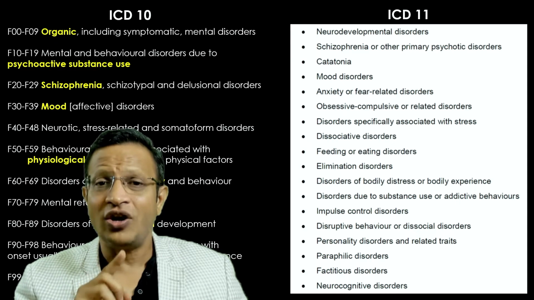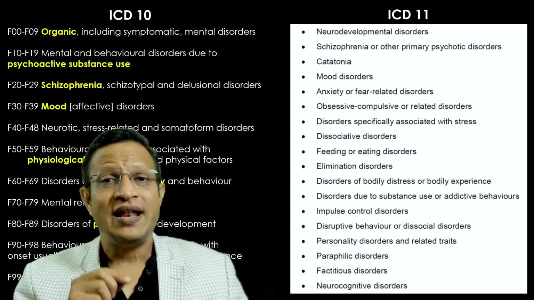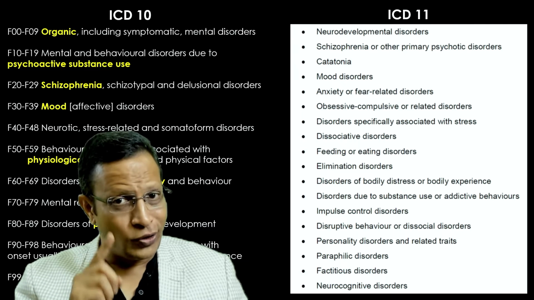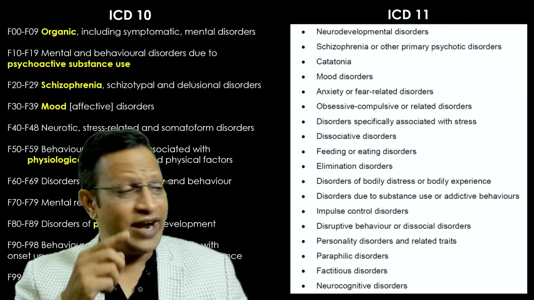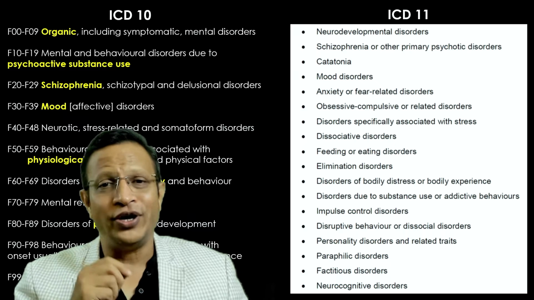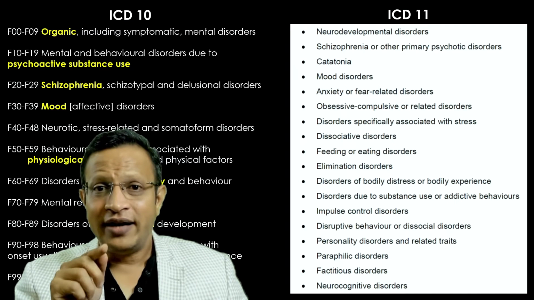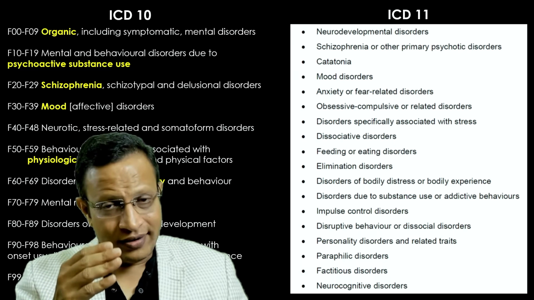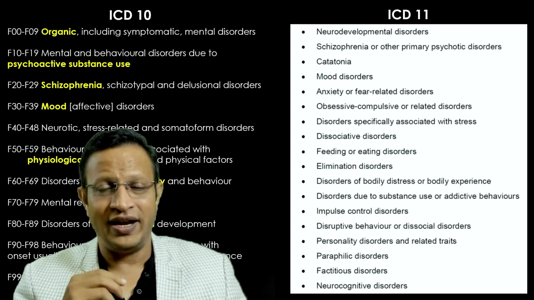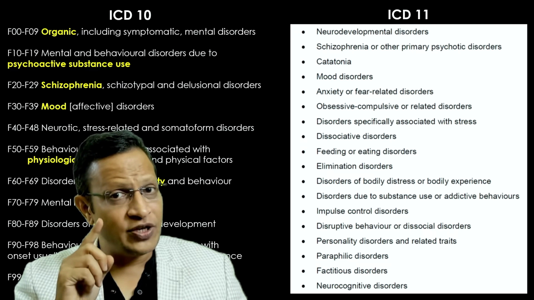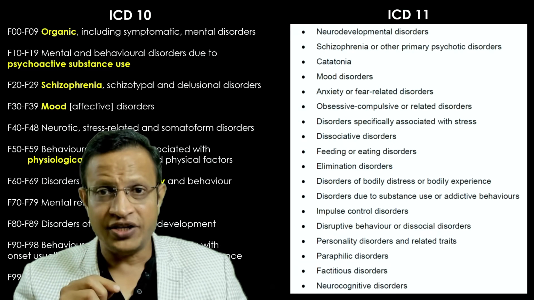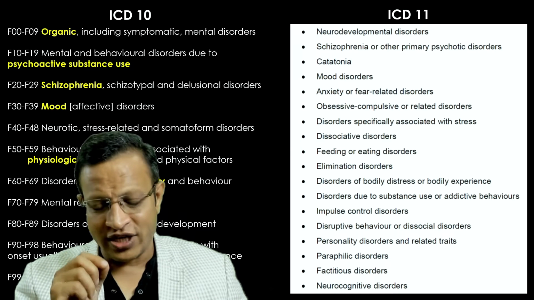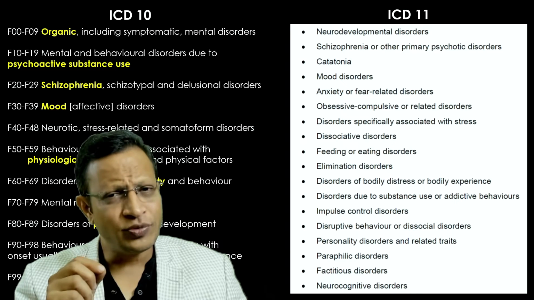Whereas ICD-11 does not have a child section. A lifespan approach has been taken. ICD-11 starts with neurodevelopmental disorders, that is, from childhood, and at the bottom you can see neurocognitive disorders. That means it ends with dementia and those kinds of conditions. So this is how the classification of ICD-11 has been done. ICD-10 is based on the Kraepelinian form of classification, whereas ICD-11 is based upon various important factors which I am going to discuss now. Let's move further.